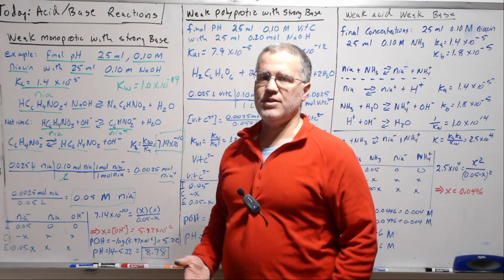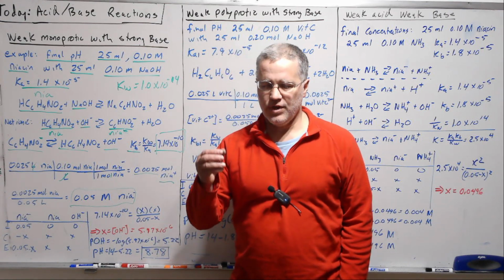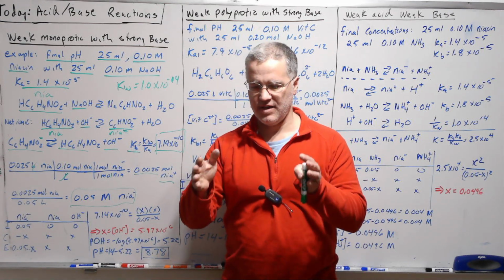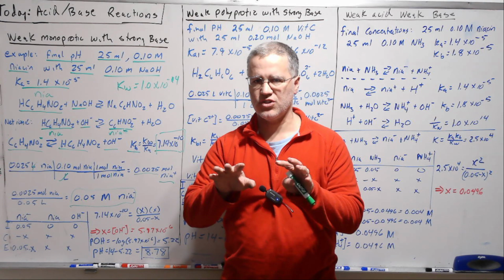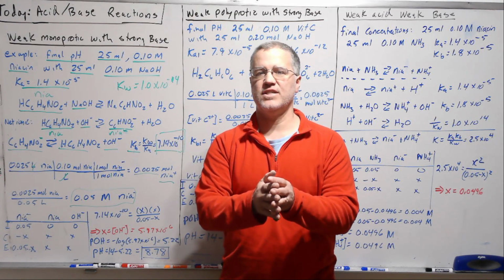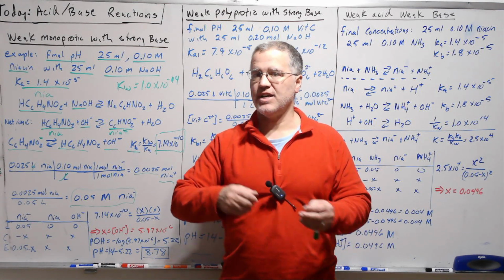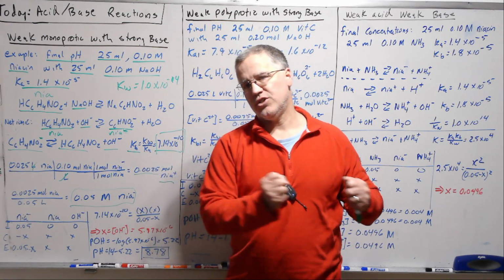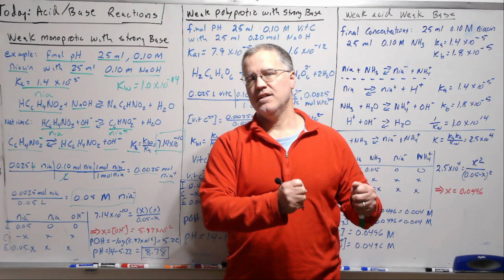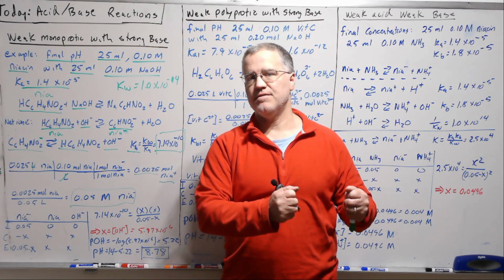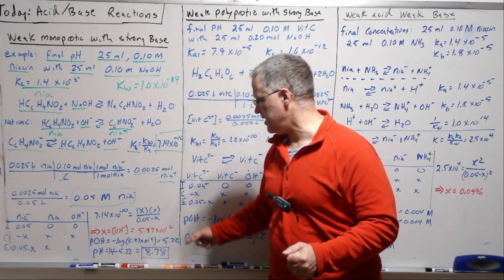So let's gain some intuition about this. We are putting in the same amount of acid and base. So if these were strong, they would exactly cancel each other, and we should get a pH of 7. But it's a strong base and a weak acid, so we should be to the basic side of 7. So we should get a pH that's greater than 7, as we did here.